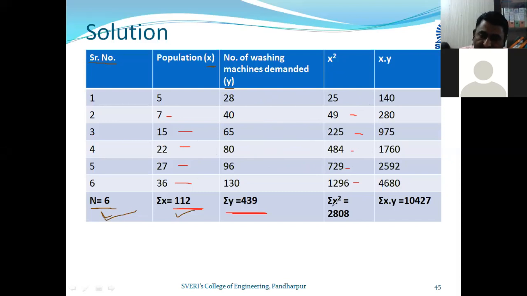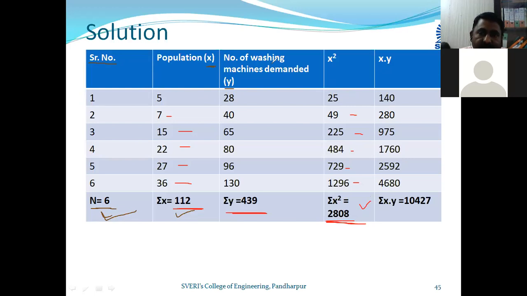Now let us go for addition of this x square value. So 25 plus 49 plus 225 plus 484 plus 729 plus 1296. So here you will get summation x square is equal to 2808. This value you can get as summation x square. Then next, proceed for x into y. X into y, 28 into 5.